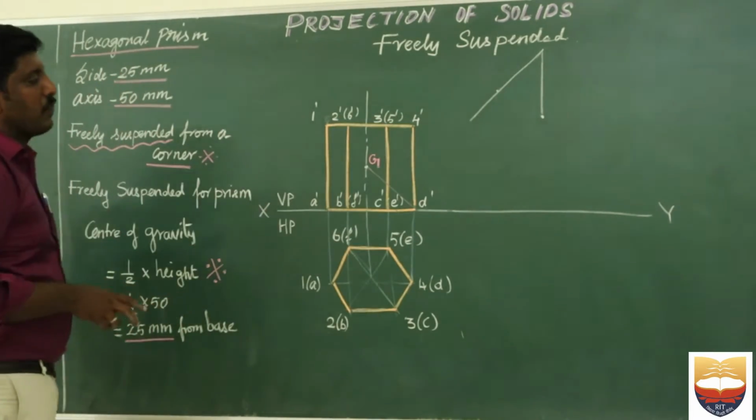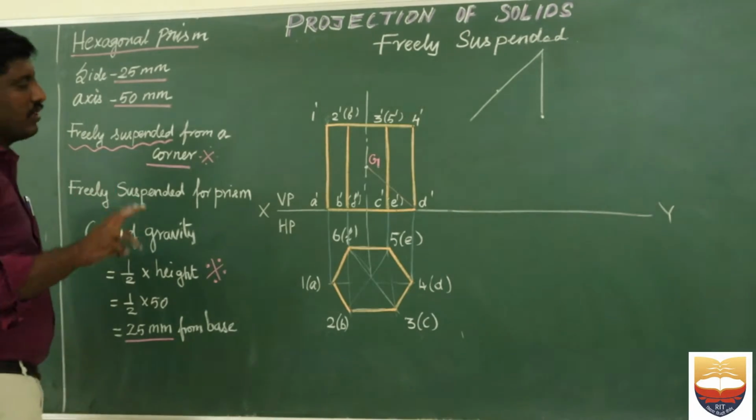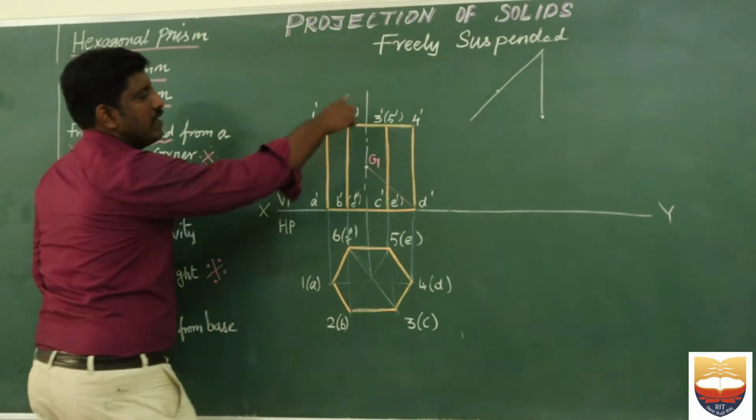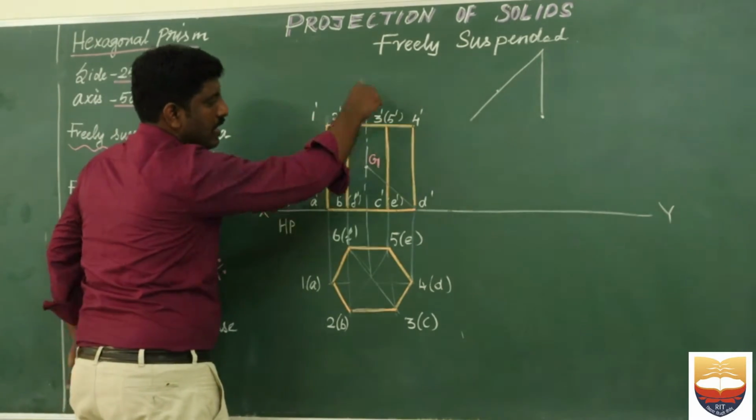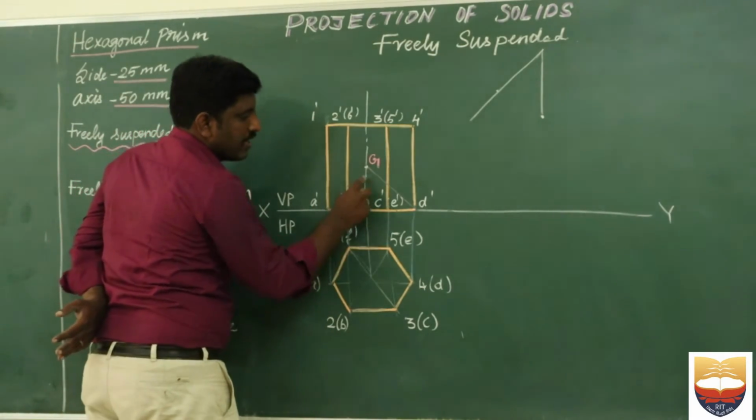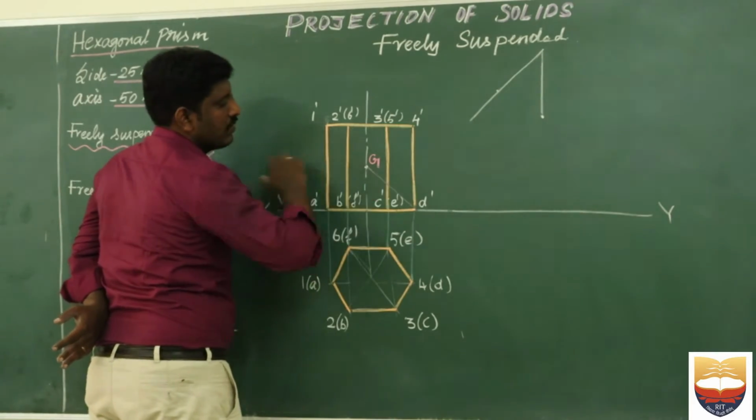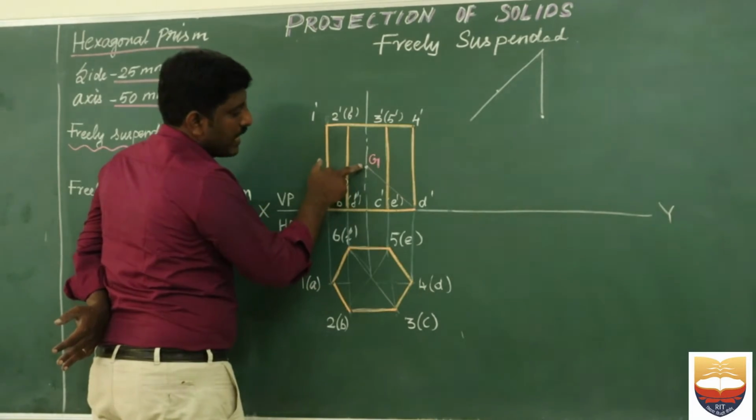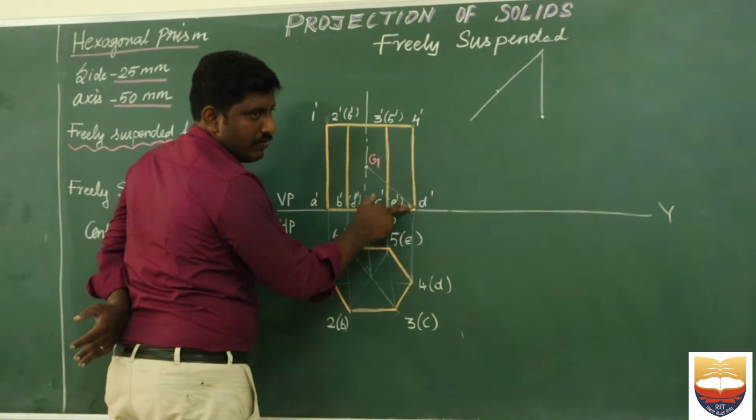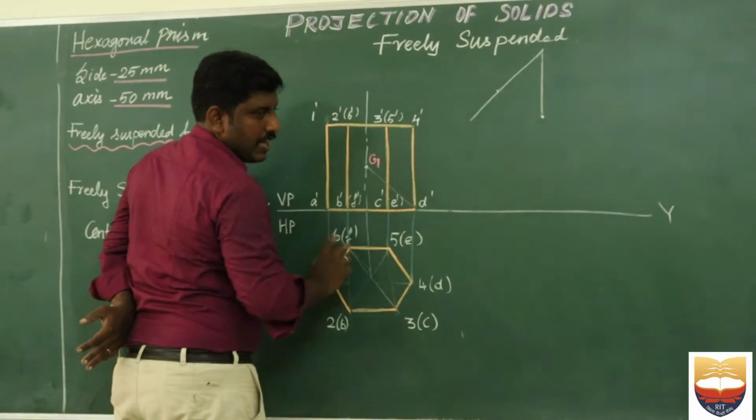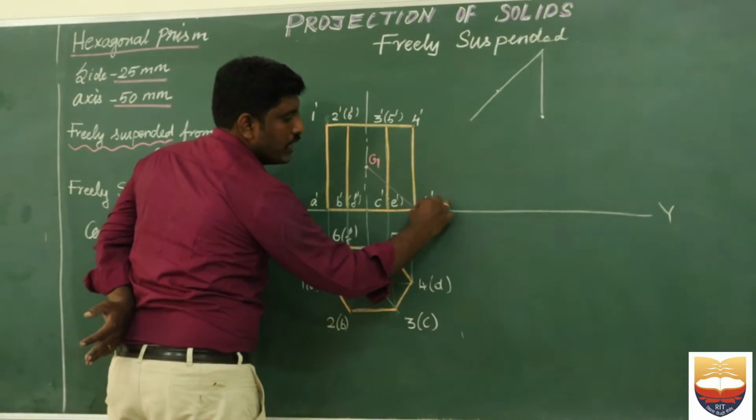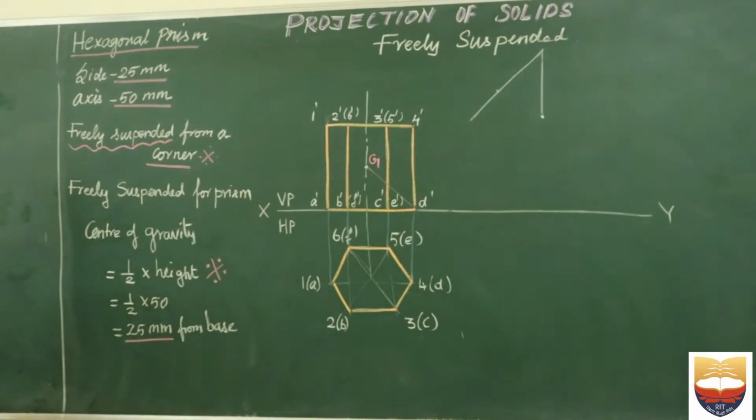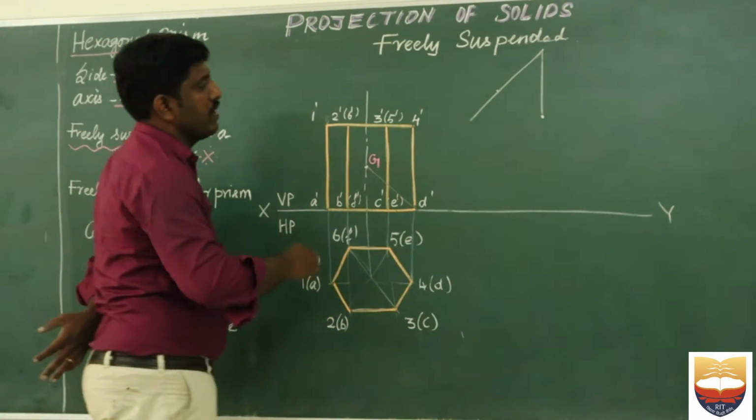Similar to our previous problem, we need to identify the center of gravity, which is 25 mm from the base. In my axis, from the base, I have marked 25 mm, which is half of the prism, and I have named it G. I have connected G and D dash. Be very careful: I have connected G and D dash because I am going to hold D and suspend the object. The procedure is similar to my previous problem.